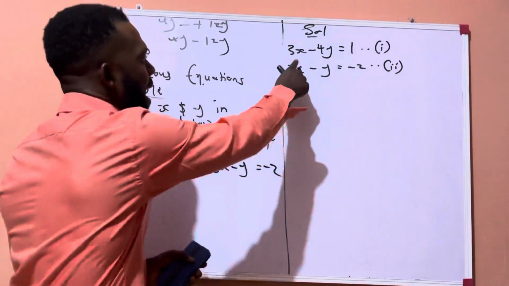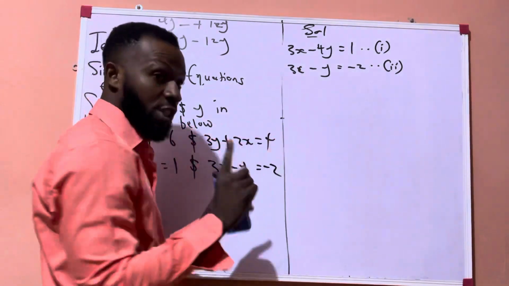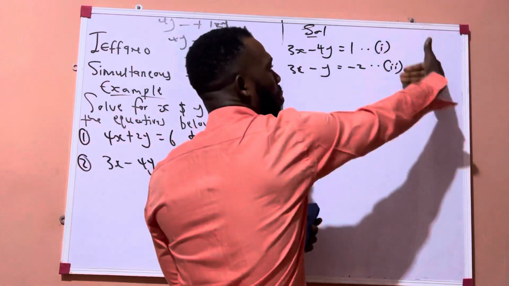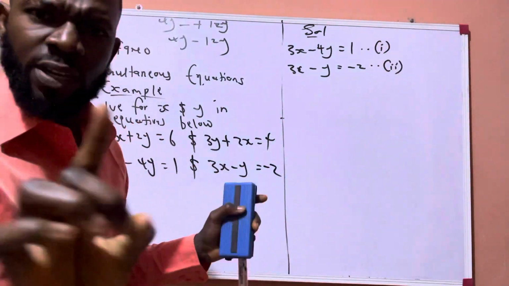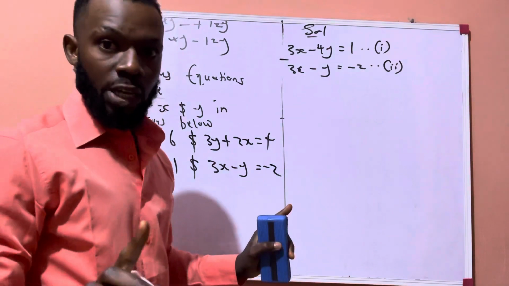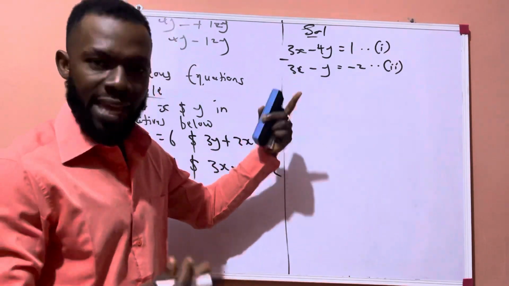Check. x is carrying 3, x is carrying 3. They are the same. So what does that mean? There is no need for me to multiply anything again because one of them is the same. So I'll just come here and minus directly. You understand? You minus directly because why? The x's are the same.